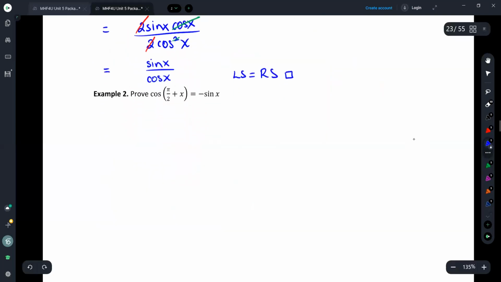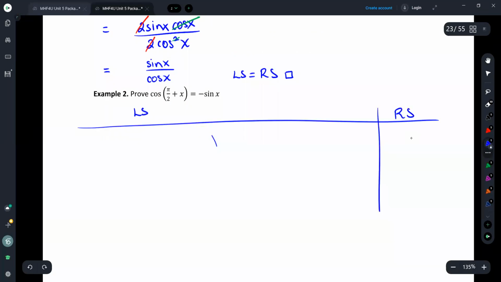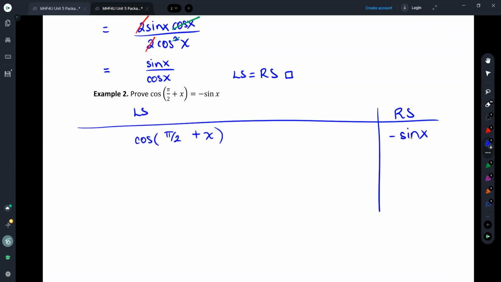Okay, next one, we're gonna, again, set up our left side and right side. I don't think we need as much space on the right side as we may on the left side. Okay, and I'm open to suggestions for how we might start something like this. Are there any ideas out there? Look at your identity sheet, see if there's anything that might help us with this.